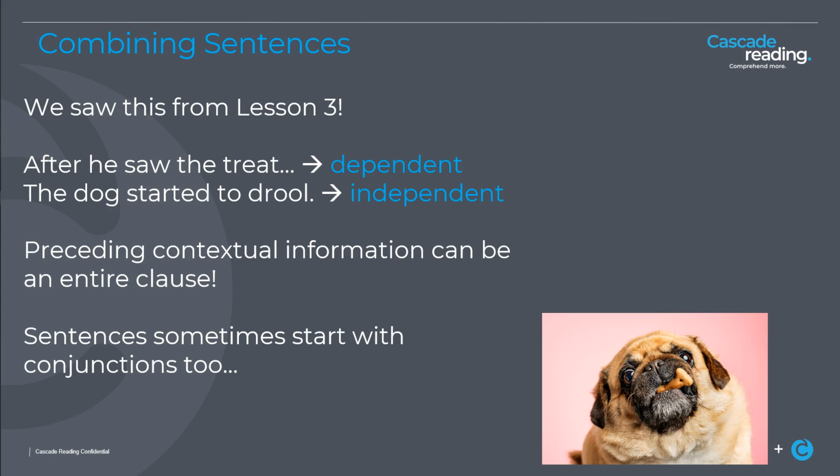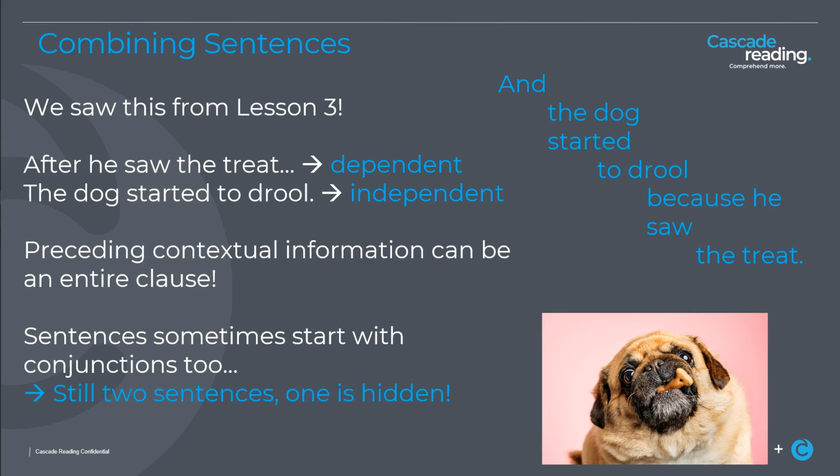Sentences also start with conjunctions sometimes as well. Consider this sentence. And the dog started to drool because he saw the treat. Here, there's a conjunction and, but it might be confusing because there seems to only be one member of that group, right? And this is because there are still two sentences, but one is being hidden. You might see this in longer passages where an author may decide to start a sentence with and it is always implied that there is a preceding sentence in this case. And so that is why we start with the word and everything else in the sentence gets indented past that word.